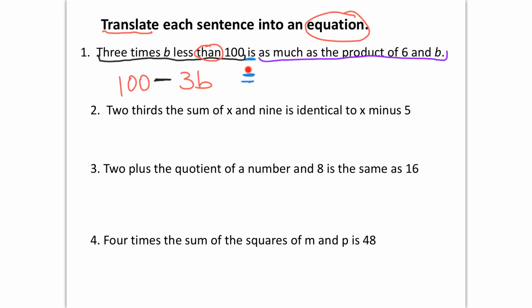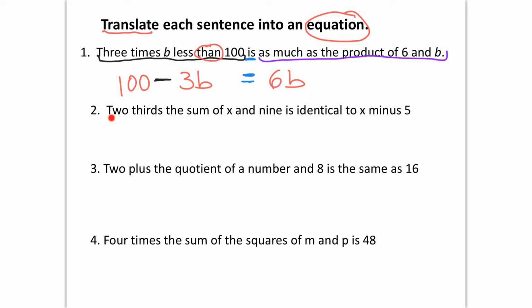On the right side of the equal sign, you guys have is as much as the product of 6 and b. Now we know what product means. Product means you multiply. So you are going to multiply 6 and b. When you write the multiplication, that's going to be 6b. So that's your actual equation right there. We have 100 minus 3b equals 6b. All of that equation means 3 times b less than 100 is as much as the product of 6 and b. So let's look at number 2.